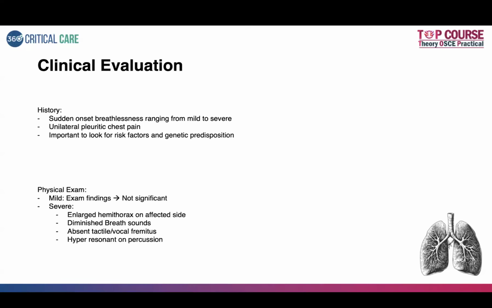In that subset of patients, always look for these risk factors that I had mentioned and the genetic predisposition like alpha-1 antitrypsin deficiency or Marfan syndrome. So in physical examination, in mild cases, usually nothing much is elicited, but in severe cases, like tension, there can be an enlarged hemithorax on the affected side. There can be decreased breath sounds, absent tactile or vocal fremitus, and hyperresonance on percussion. If hemodynamic compromise occurs in the background of a pneumothorax, it is a very, very ominous sign.